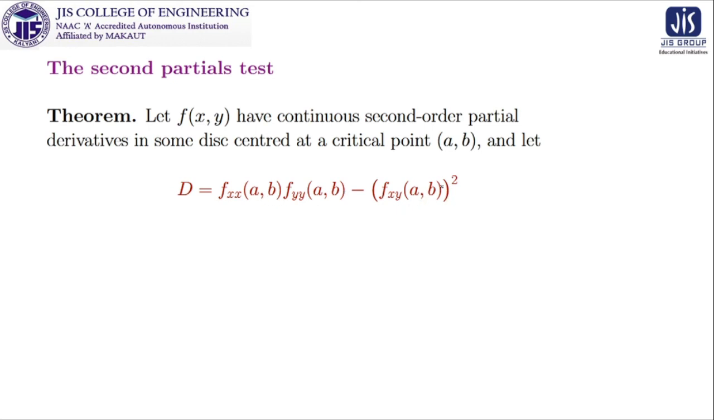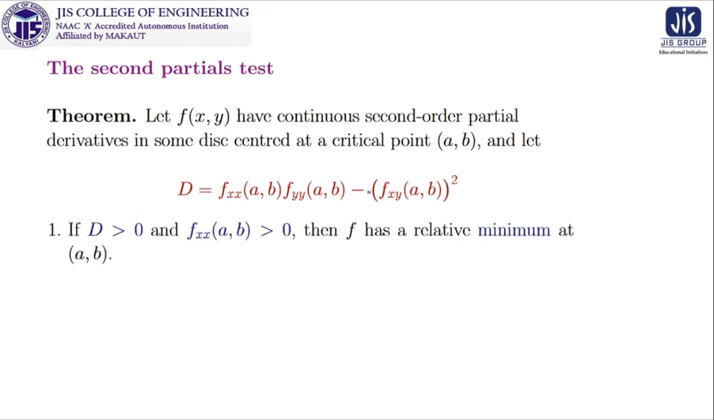So this is the very important expression which we need to keep in our mind and practice to perform the problems. What are the observations? After calculating D, if D is greater than 0 and fxx(a, b) is greater than 0, then it will have relative minima. You can compare it with your single variable concept. First and foremost requirement is that D has to be greater than 0.